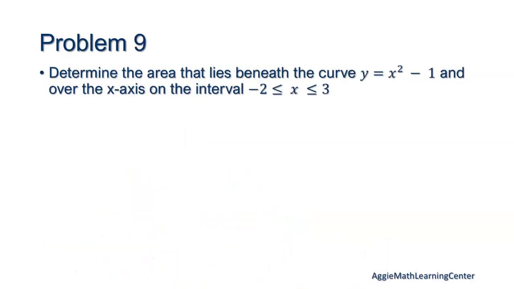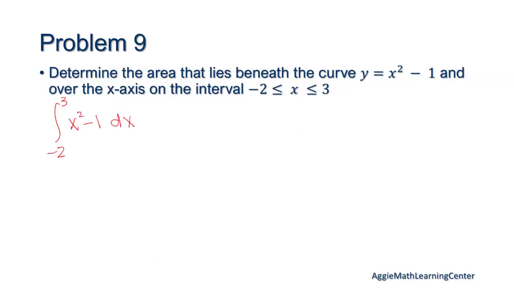Okay, so now we are going to determine the area that lies beneath this curve and over the x-axis on this interval. This is another way to state a definite integral problem. This kind of goes full circle to the first couple of problems we were talking about, how integrals help us find the area between a curve and the x-axis. So this is pretty much asking us to find the integral of x squared minus 1 from -2 to 3. So we can rewrite that as the definite integral from -2 to 3 of x squared minus 1 dx.